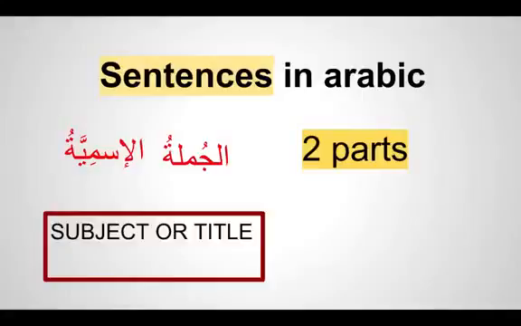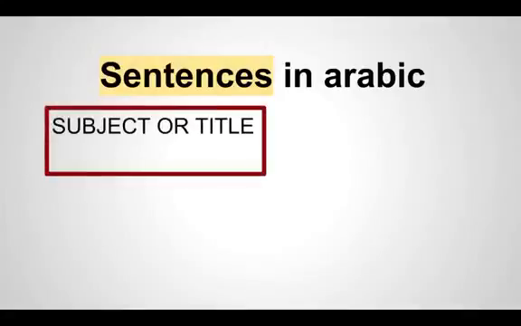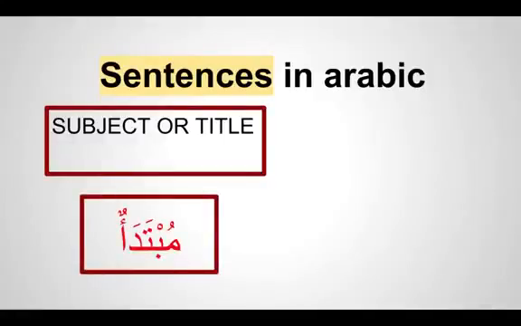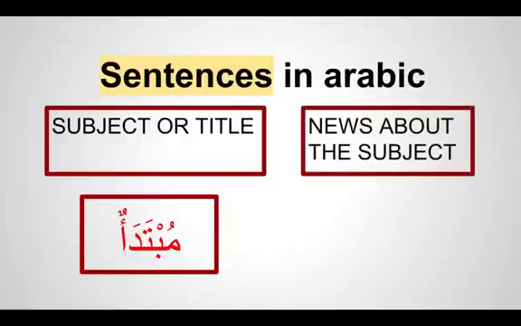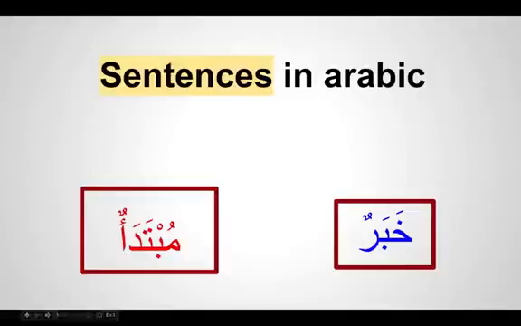The first part is the subject or the title of the sentence. What is being talked about? What is the main person or thing or object or idea? What is the main title of the subject, and what is being said about it? That's called the news about the subject. So we have two parts. The subject or title in Arabic is called Mubtada, and the news about the subject is called khabar. Mubtada actually means the beginning. It's like in Urdu, ibtada. So mubtada is the main subject or the title, and khabar is the news. So mubtada and khabar.